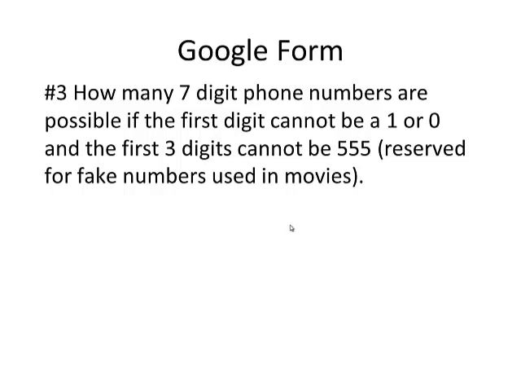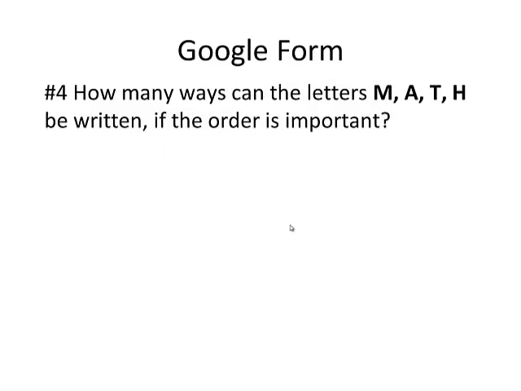Number 3, how many 7-digit phone numbers are possible if the first digit cannot be a 1 or a 0, and the first 3 digits cannot be a 555, which is reserved for fake numbers used in movies? Number 4, how many ways can the letters MATH be written if the order is important? Number 5, how many ways can the letters MATH be written if the order is not important? Number 6, how many distinguishable ways can the letters BALL be written if the order is not important? That's it.